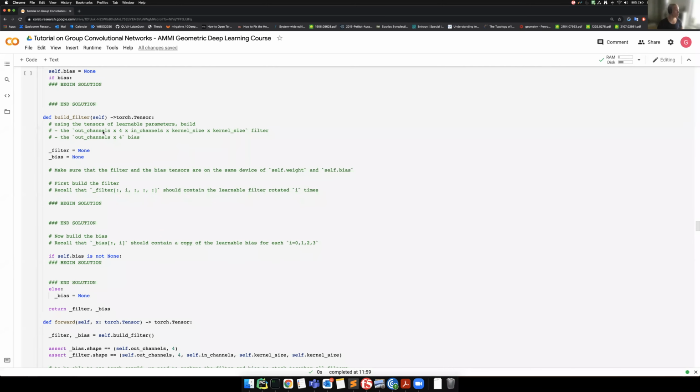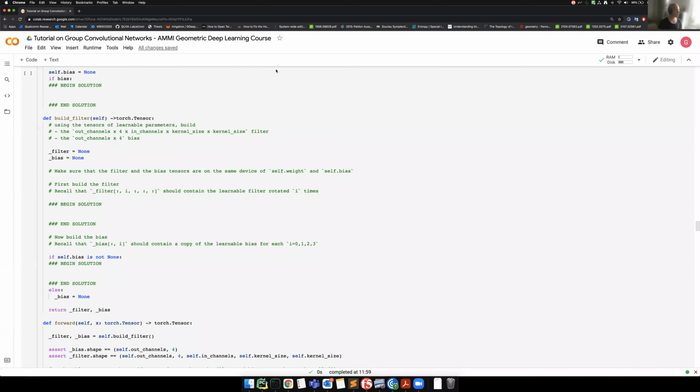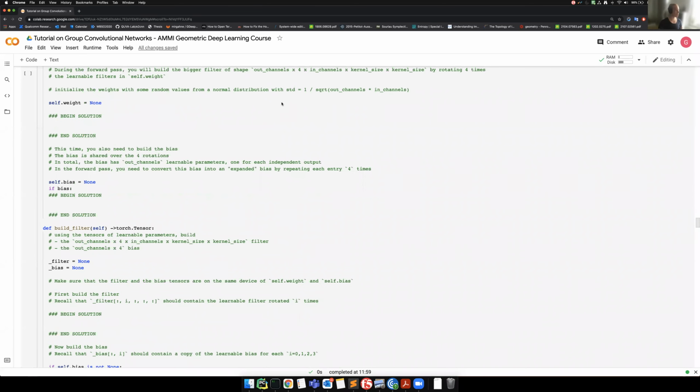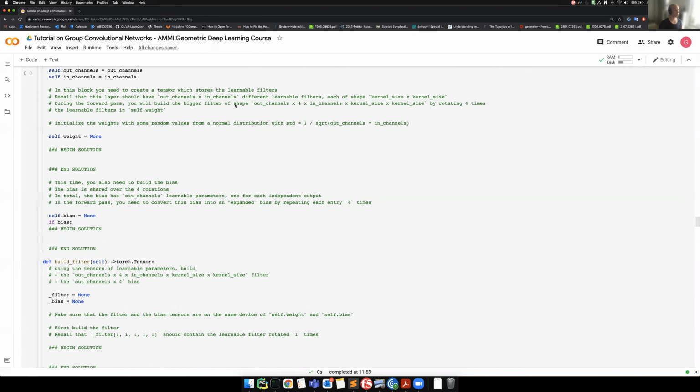You see that now it's not anymore output channels times in channels, but it's going to be output channels times 4 times in channels times kernel size.